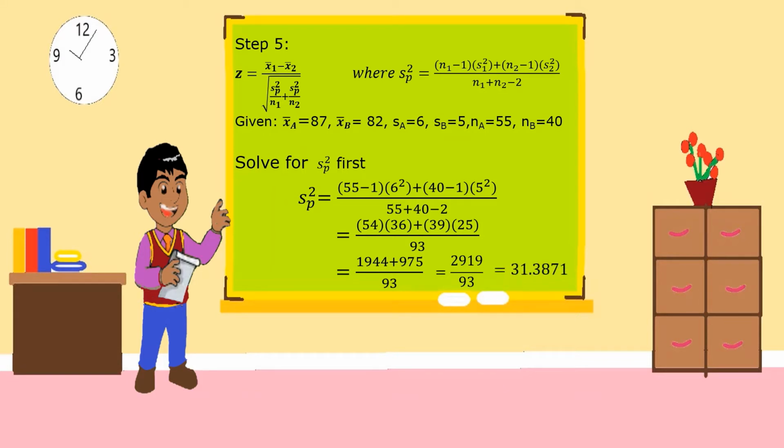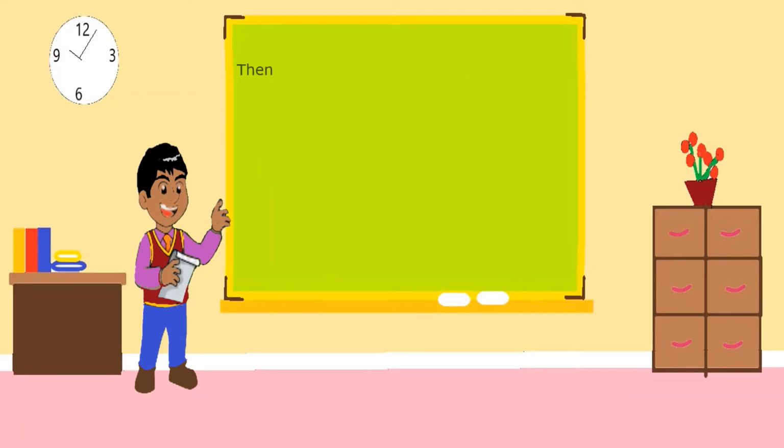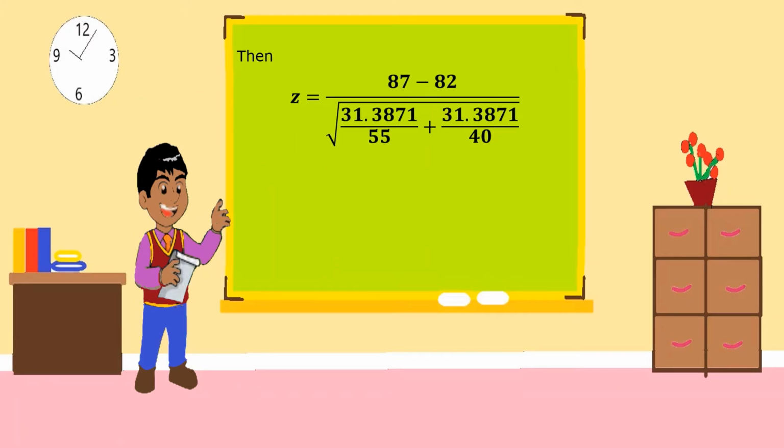Using our calculator, it's 31.3871. Then, using the Z, our Z is equal to 87 minus 82 all over the square root of 31.3871 over 55 plus 31.3871 over 40. So 87 minus 82 is 5.